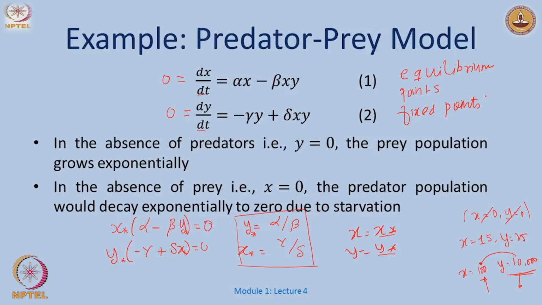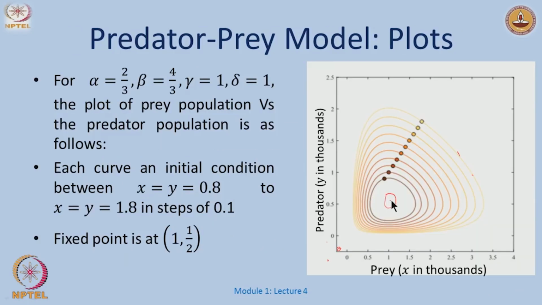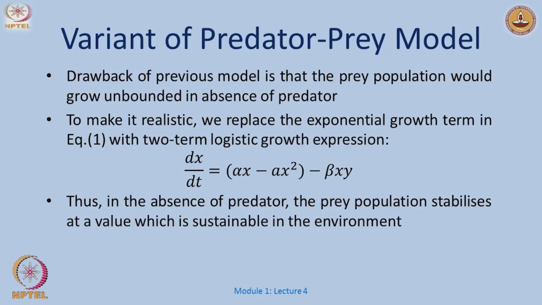So, do not worry about this now, but we will define this formally a little later. So, this point is 1 comma 1 by 2. Maybe we will also share the code of how to draw these kind of pictures just for your own understanding, and all this could be drawn quite easily in MATLAB. Okay, so is there any drawback of the model?